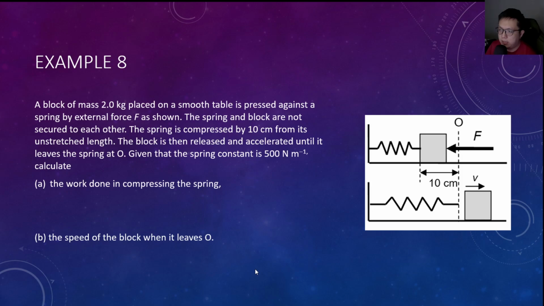Let's look at example 8. This is basically GPE to KE, EPE to KE. I have a 2 kg mass pressed against a spring by external force F as shown.